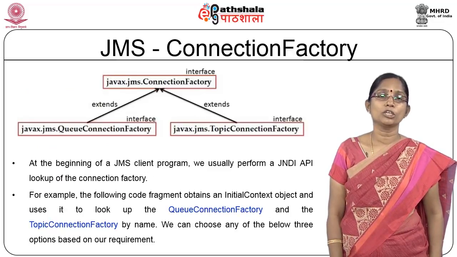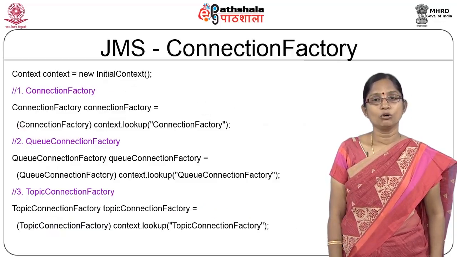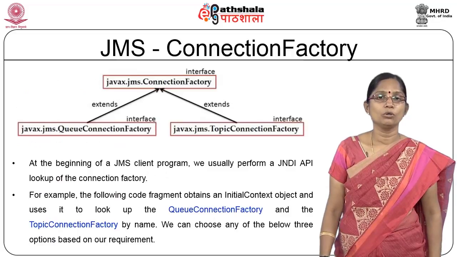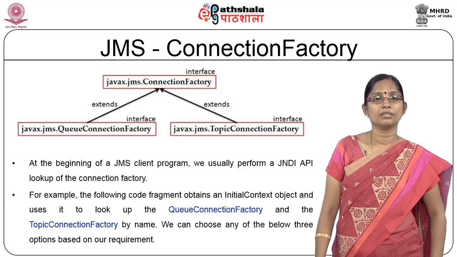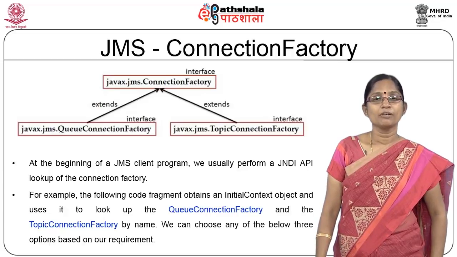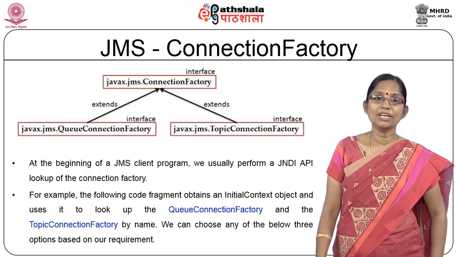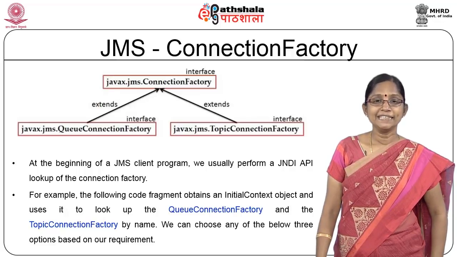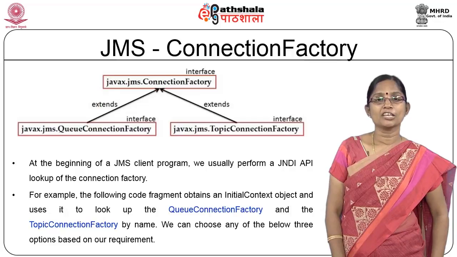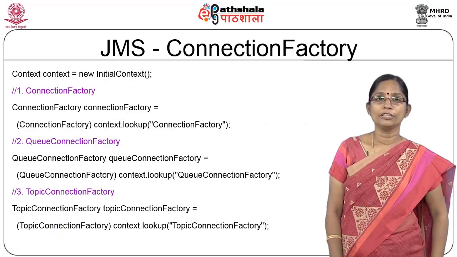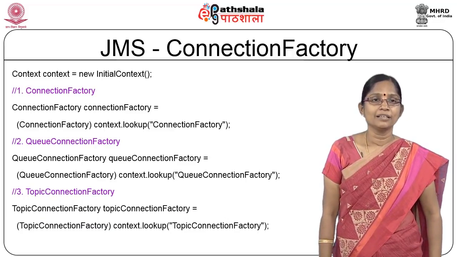If we are going to follow the queue model, then we can make use of the QueueConnectionFactory interface, or if we are going to use the topic model, then we can follow the TopicConnectionFactory interface. Usually, before creating a connection factory, we perform a JNDI API lookup of the connection factory. In the lookup, it looks up the context and finds out the connection factory. Establishing a connection with this QueueConnectionFactory and TopicConnectionFactory has been given in the following code snippet. Now you can go through it.